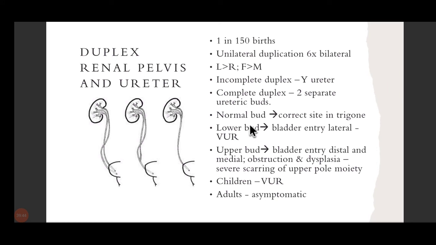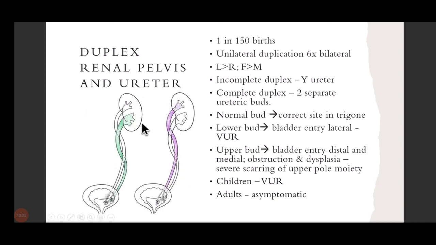When you have a normal bud, the normal ureter drains at the correct site of the bladder trigone. A lower bud, such as in this case, you can see that its entry would be lateral to the normal site. When you have an upper separate bud, you will see that the insertion site would be distal and medial, which results in obstruction and dysplasia, often ending up in severe scarring. Children may present with vesicoureteral reflux, however, adults may be asymptomatic.